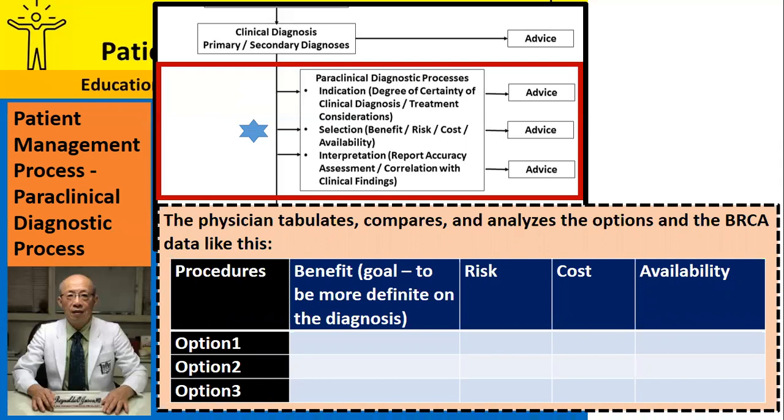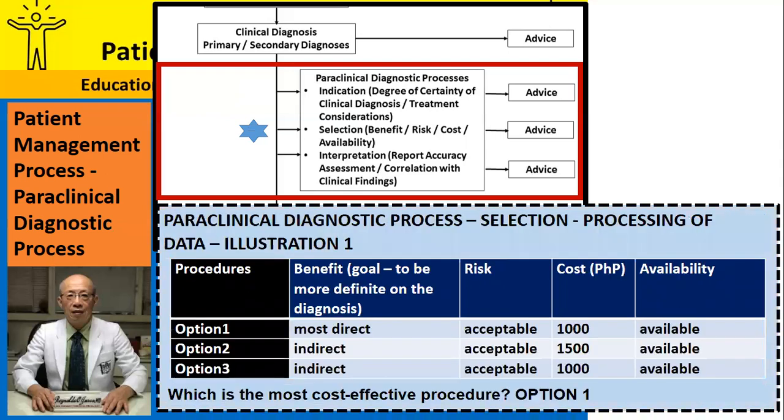First column are the options. Second column, the benefit, which means what is the goal, based on the goal to be more definite on the diagnosis. Then risk, cost, availability. Illustration 1. Okay. So most direct benefit for option 1, indirect for options 2 and 3, and then the risks are all acceptable for the 3. The cost is 1,000, 1,500, and 1,000 respectively, and all are readily available.